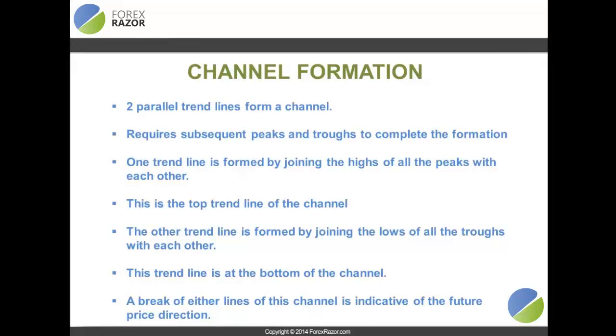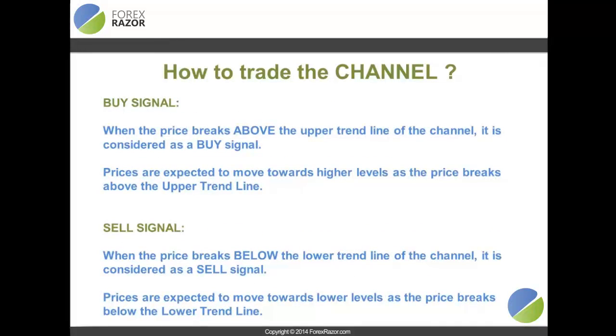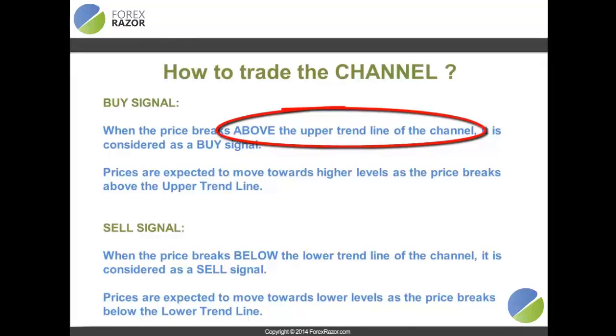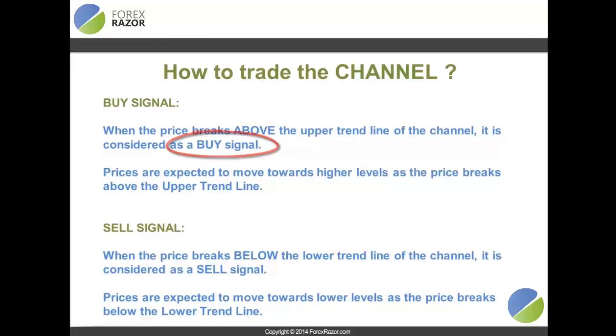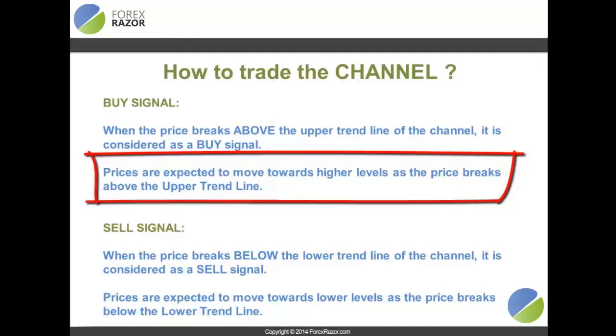Both the top trend line and the bottom trend line run parallel to one another. The upper trend line acts as the overhead resistance, while the bottom trend line acts as the underlying support. The financial instrument is considered to be trading within this channel. A break of either of these trend lines of the channel is indicative of a reversal in the price direction. When the price breaks above the upper trend line of the channel, it is considered as a buy signal. Prices are expected to move towards higher levels as the price breaks above this upper trend line.